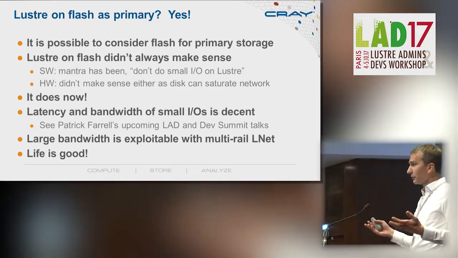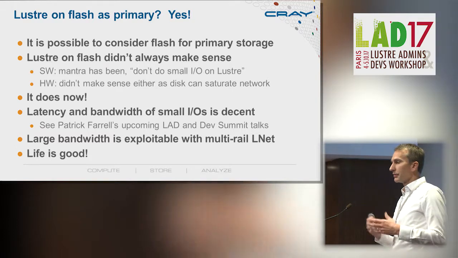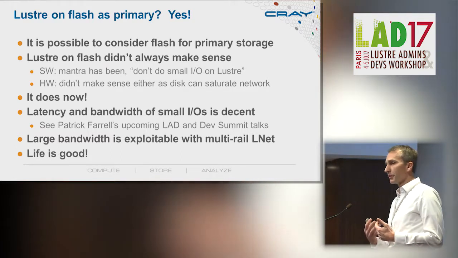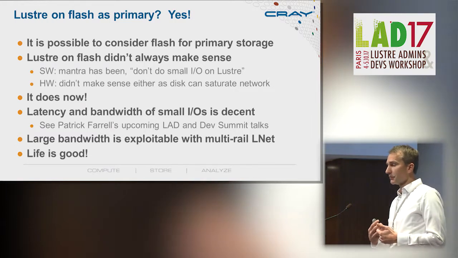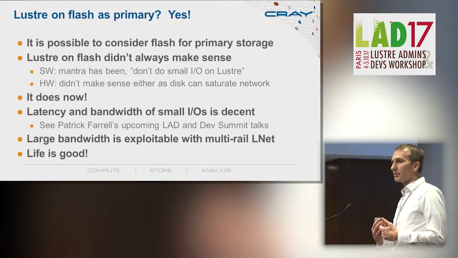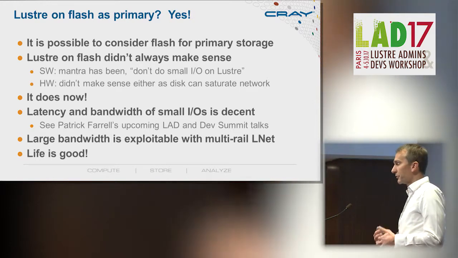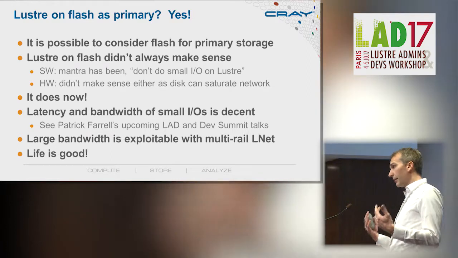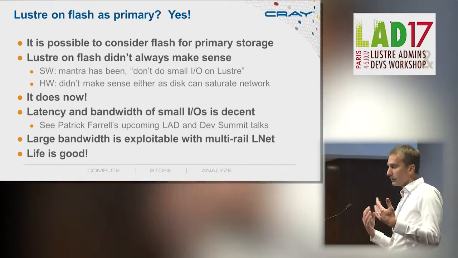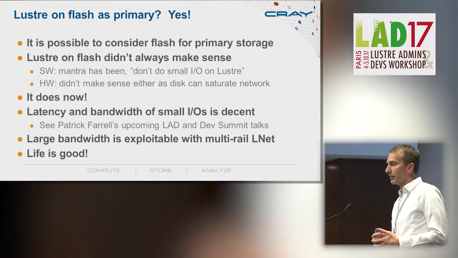So I wanted to talk about the technology disruption that Flash brings into parallel file systems. People are now considering using Flash for their primary storage, their primary parallel file system storage. And the message that I think we'll see today is that yes, that's possible. It's certainly possible to consider.